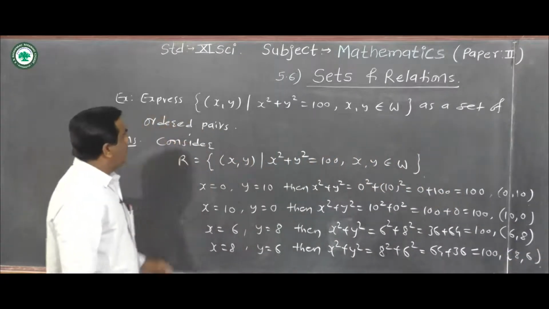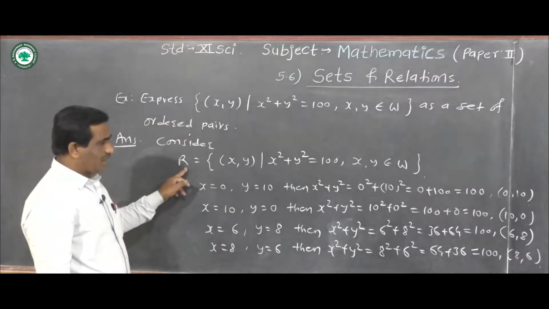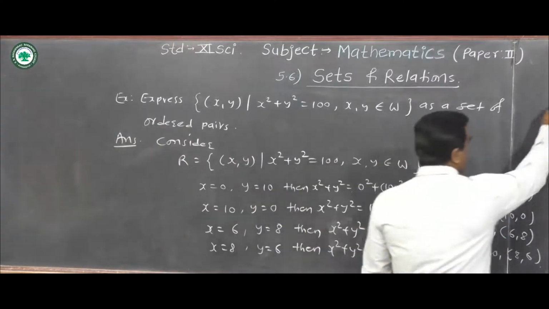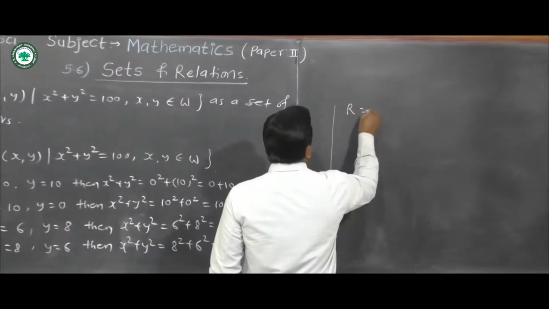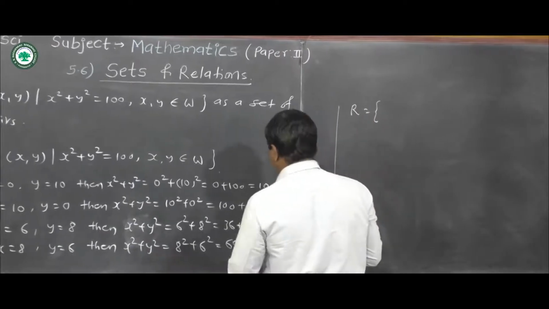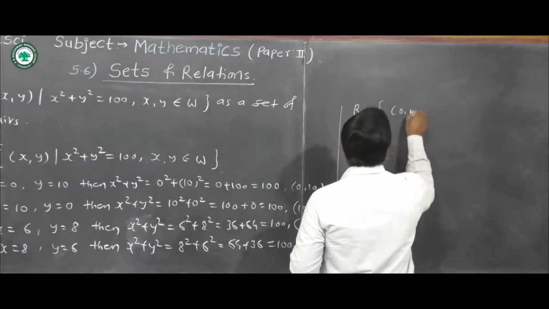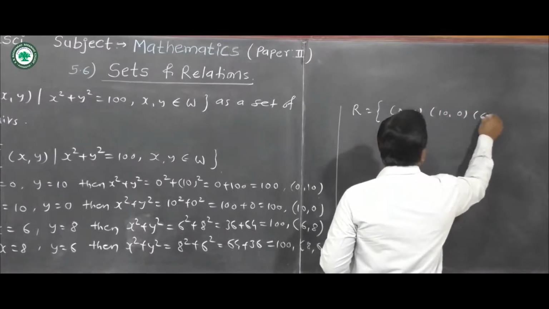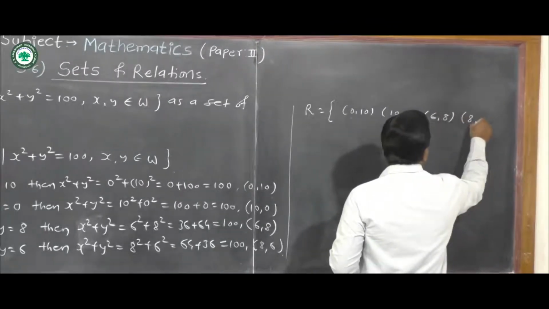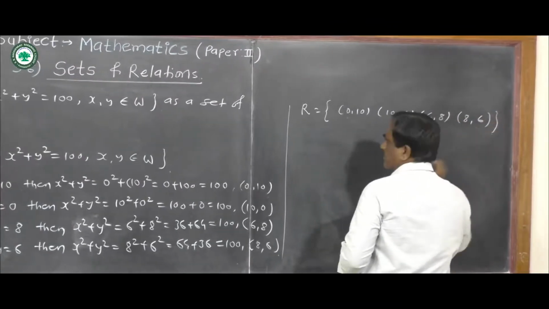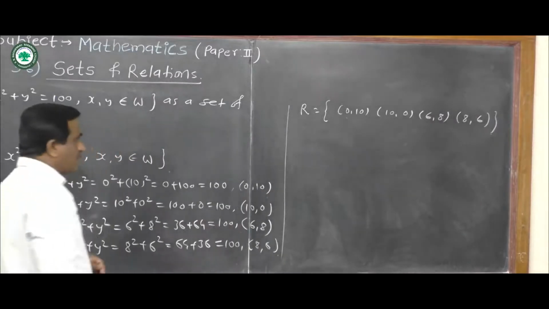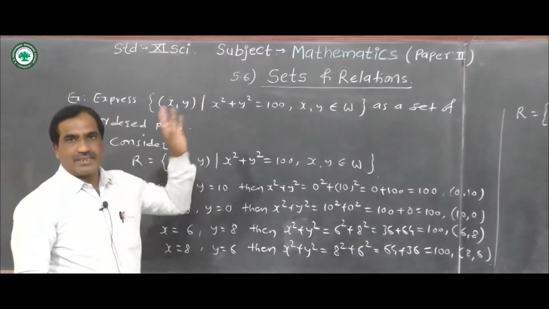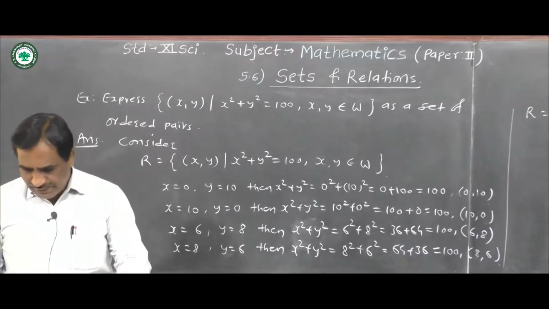Okay, now we have to express this set R, or relation, in the form of ordered pairs. Therefore we can write R is equal to, in curly brackets, first ordered pair 0, 10, second 10, 0, third 6, 8 and fourth 8, 6. Okay, this is the set of ordered pairs for the given relation. Now we see the next example.